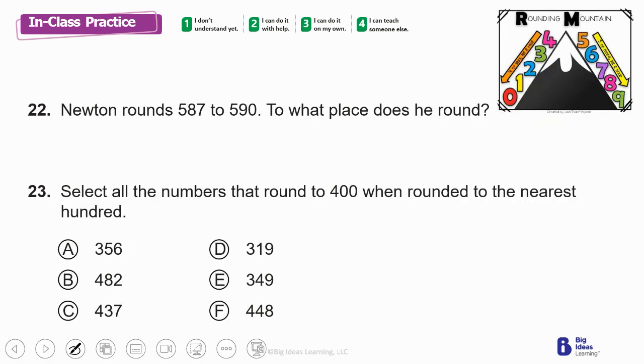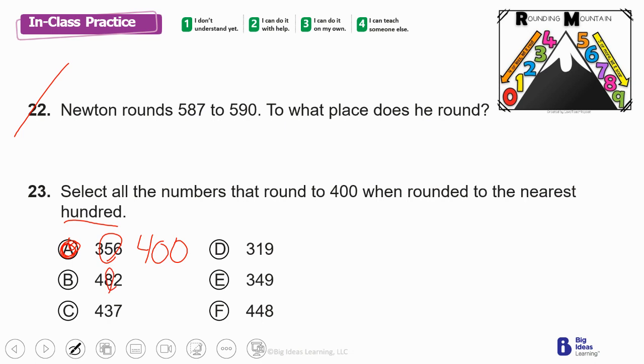All right, we're going to skip number 22. Let's look at number 23. Select all the numbers that round to 400 when rounded to the nearest 100. Okay, so let's look. We're just going to go through and see would it round to 400. Well, the 5 is going to tell that 3 to become a 4, and the rest of the numbers become 0, so 400. So A would be a good choice.